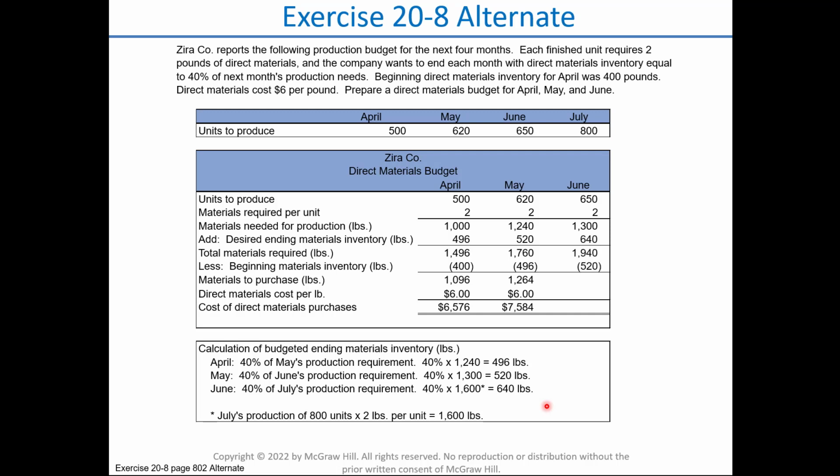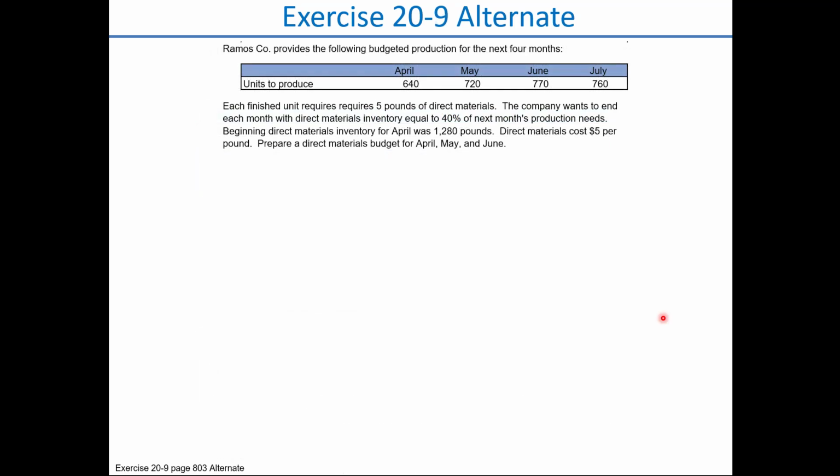Add, subtract the beginning material because we already have it. We don't need to purchase that part. Subtract to get the materials we need to purchase, multiply by the cost per pound. In June, they need to purchase 8,520 pounds of material. Here we're looking at the production budget for Ramos Company.